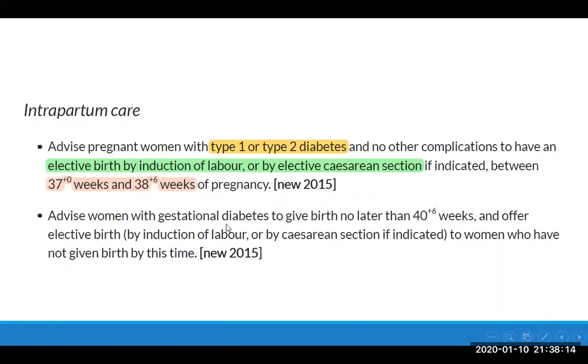But in a case of GDM, this is for type 1 and type 2. For GDM, to give birth no later than 40 weeks.